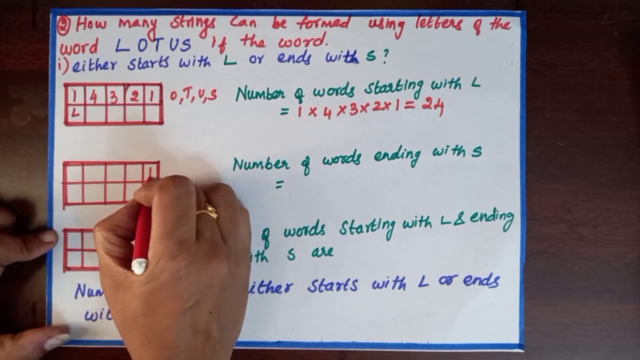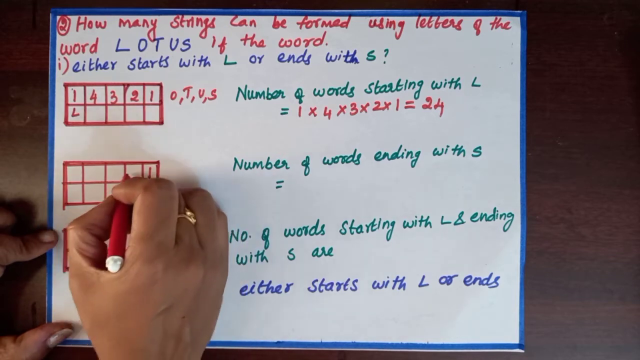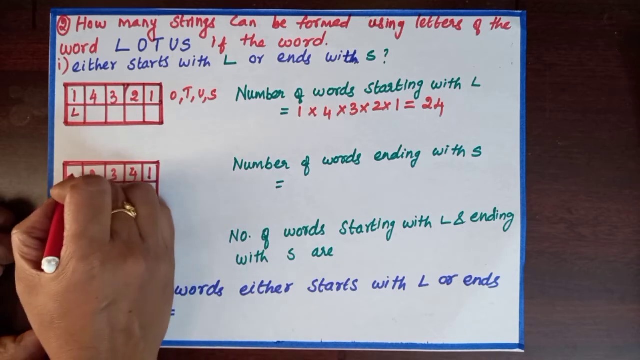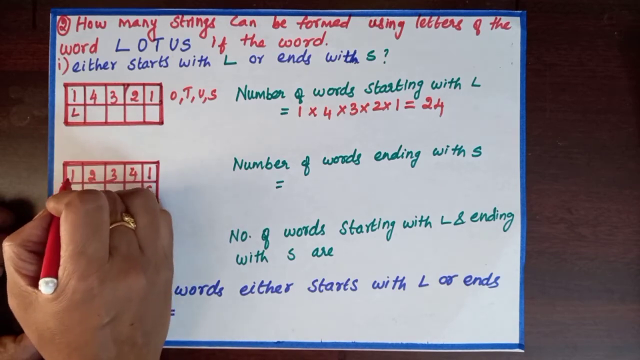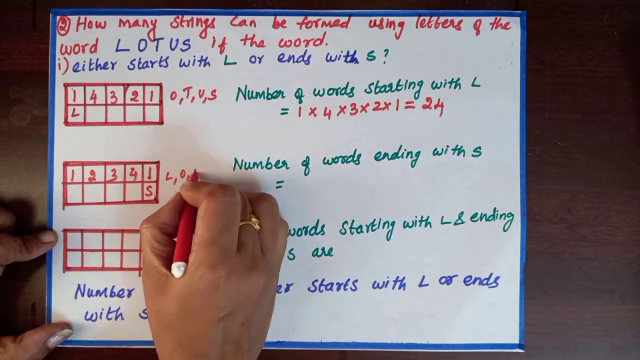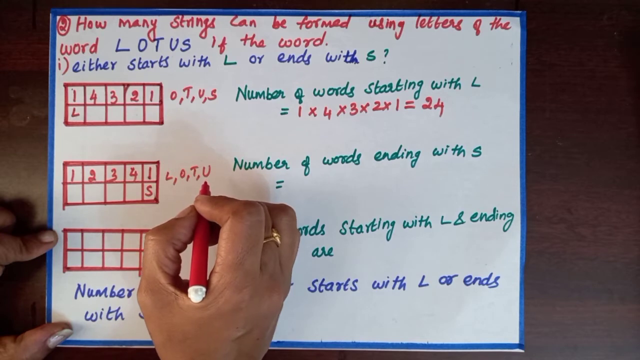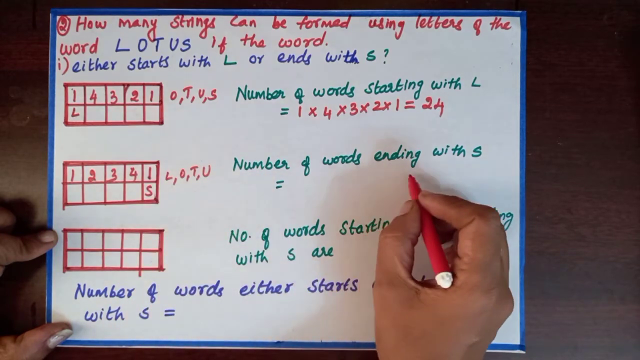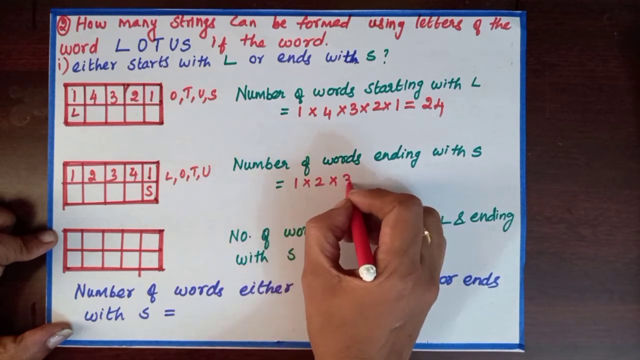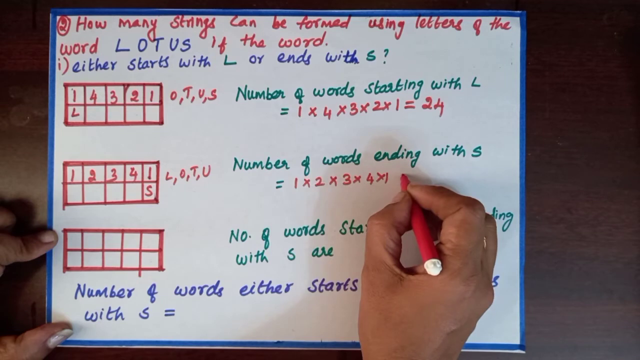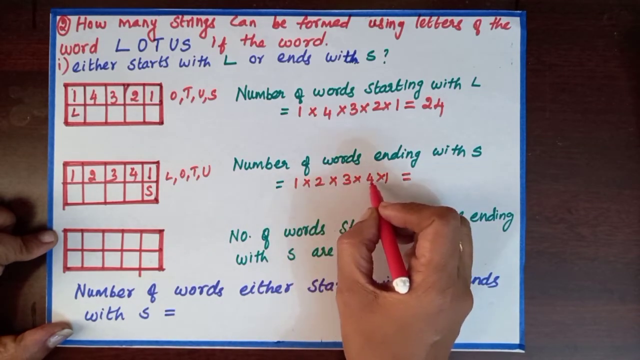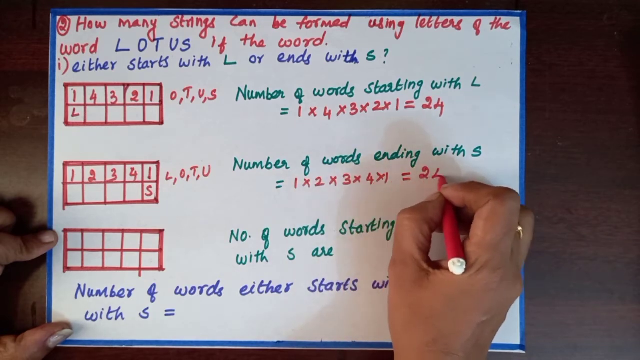The remaining 4 boxes can be filled in 4, 3, 2, 1 ways by the remaining letters L, O, T, U. Therefore, the number of words ending with S is equal to 1 into 2 into 3 into 4 into 1, which is equal to 1 2s are 2, 2 3s are 6, 6 4s are 24, 24 into 1 is 24.